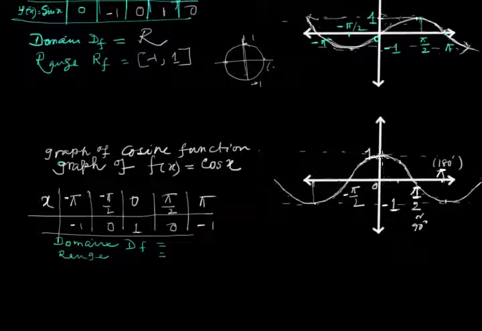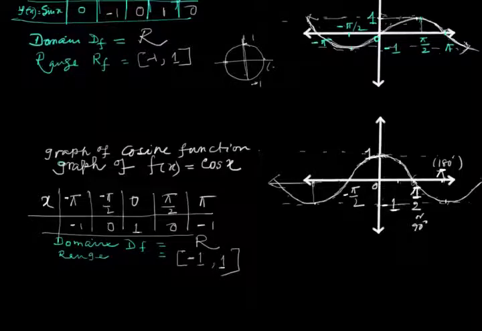So it looks like this. At 0 the maximum value is 1, and then at pi it is minus 1. So here the domain is all numbers from minus infinity to plus infinity. So the domain is R, but the range, all the values are between 1 and minus 1. So the range is minus 1 to 1.